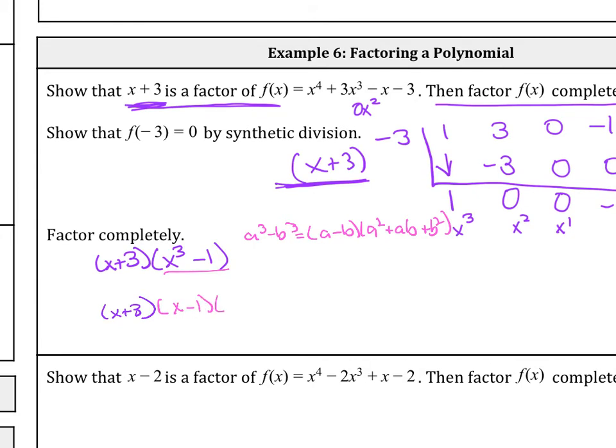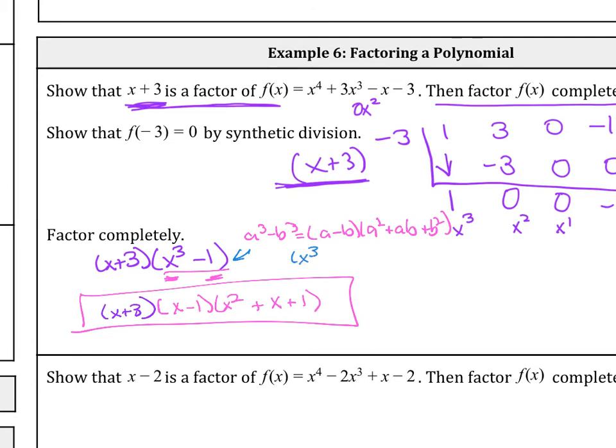And then a squared is this, so that's x squared, plus a times b. So x times 1 is 1x, or just x. And then b squared is just a positive 1. Now this is factored completely. And just as a reminder, this is already written in the a cubed minus b cubed pattern because that's x cubed minus 1 cubed, right? So it is already in that pattern.